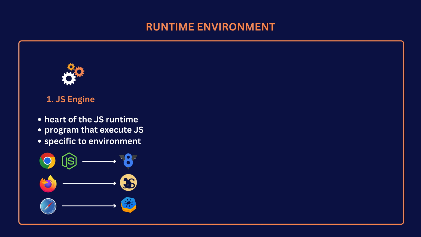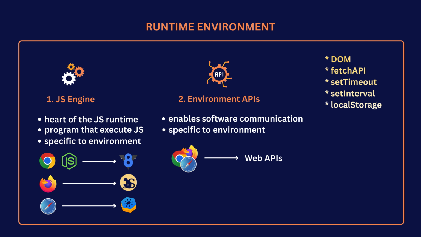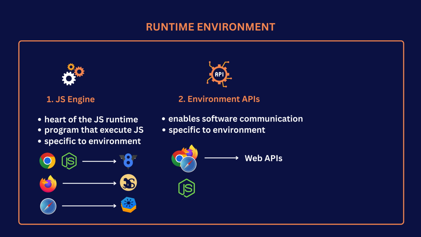Then, the next powerful thing the runtime environment offers is environment-specific APIs. APIs are simply mechanisms which allow different software programs to communicate and exchange data with each other. APIs depend on what environment your JavaScript code is running in. For example, in browsers, you see web APIs that interact with the browser and manipulate web pages. For example, DOM, Fetch API, Timer APIs, Local Storage APIs, and more. In a server environment like Node.js, you get to see APIs for server-side operations, which are not available in the browser. For example, file systems, networking, global objects, and more.